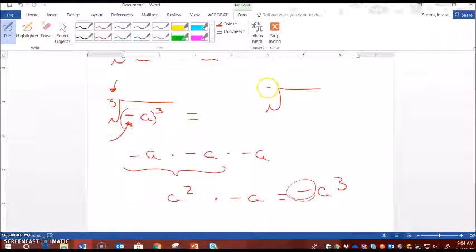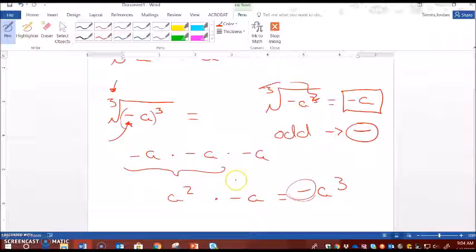So if we take the cube root of negative a cubed, that goes away, but we're still left with this negative a. All right? So again, in general, when we're talking about a negative radicand, if n is odd, we get a negative answer. Okay, so that's kind of how you can think about this.